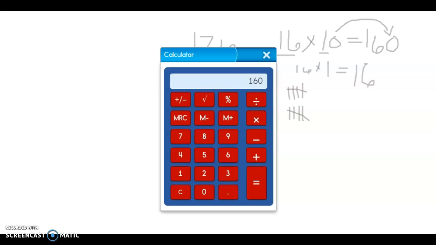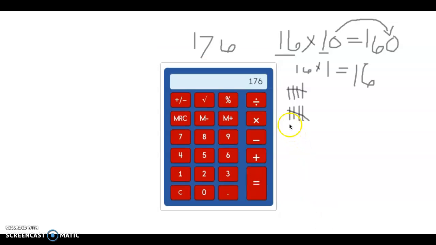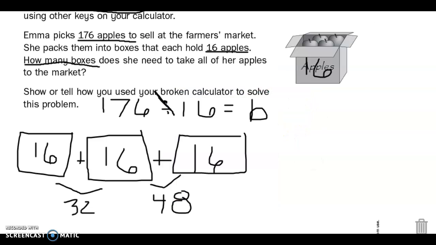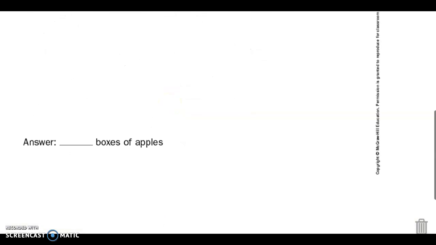Okay, let's see what our next one brings us. Plus 16 equals, oh my goodness, we have made it, people. How many boxes? We have 5. 10 plus 1 is 11. So 11 boxes of apples.